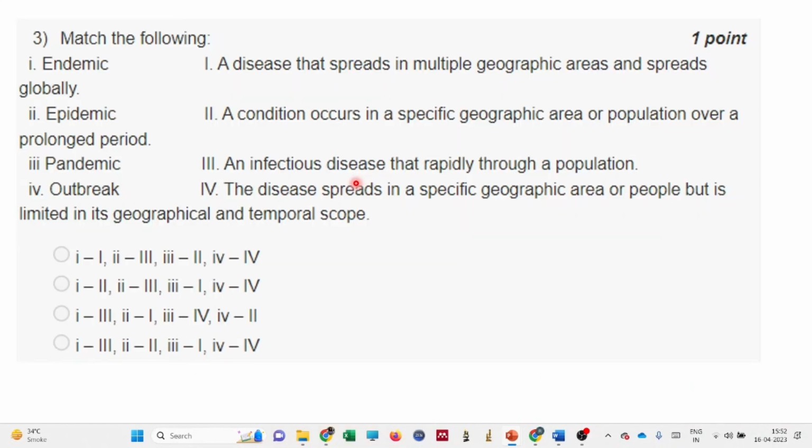Match the following: endemic, epidemic, pandemic and outbreak. So which one do you think is the correct match and pair choice? Anybody?